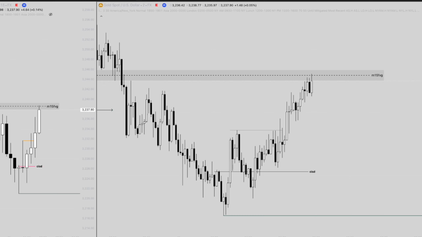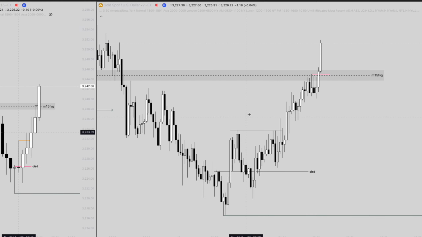What am I looking for? I'm probably looking for a liquidity sweep, right? So this high, I want to see it get run again, right? As a form of manipulation. And now we run the high.